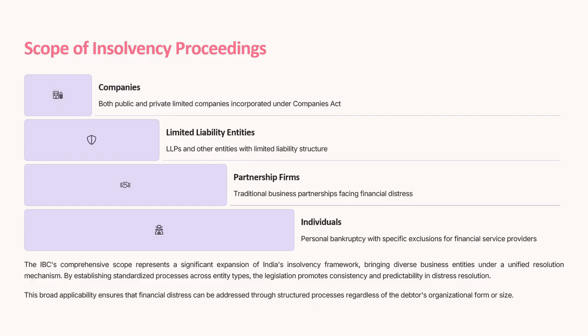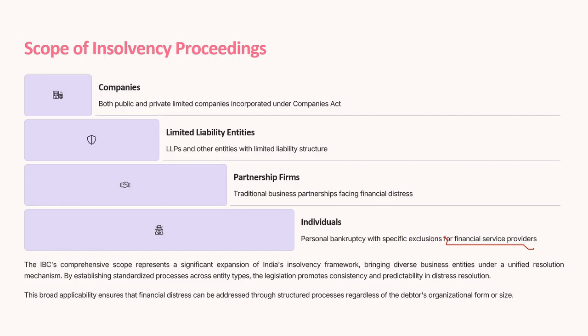Companies. So in this slide, we will discuss the scope of these insolvency proceedings. First thing is companies: both public and private limited companies incorporated under the Companies Act can go through these processes. And then limited liability entities, LLPs and other entities with a limited liability structure. Then partnership firms also come under this law: traditional business partnerships facing financial distress, and even individuals. Personal bankruptcy can also be taken under this law, with specific exclusion for financial service providers.